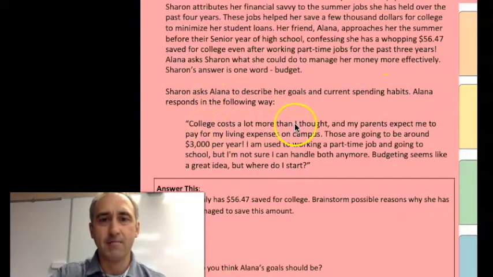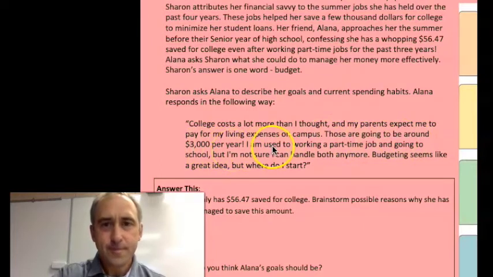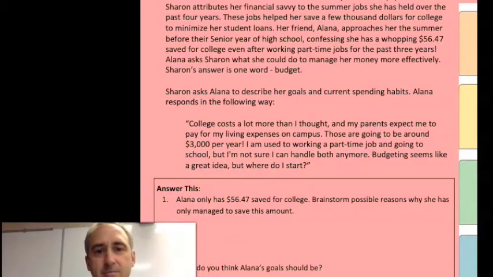College costs a lot more than I thought, and my parents expected me to pay for my living expenses while on campus. Those are going to be around $3,000 per year. I'm used to working a part-time job and going to school, but I'm not sure I can handle both anymore. Budgeting seems like a great idea. Where do we start?